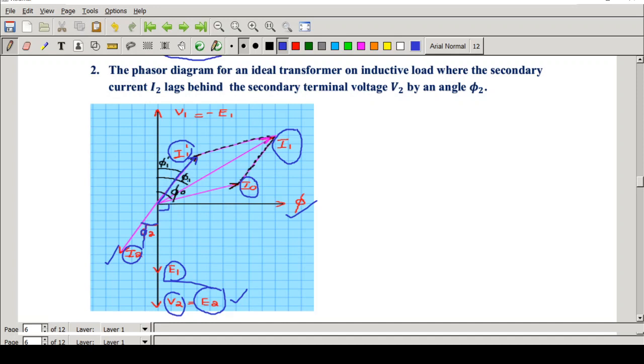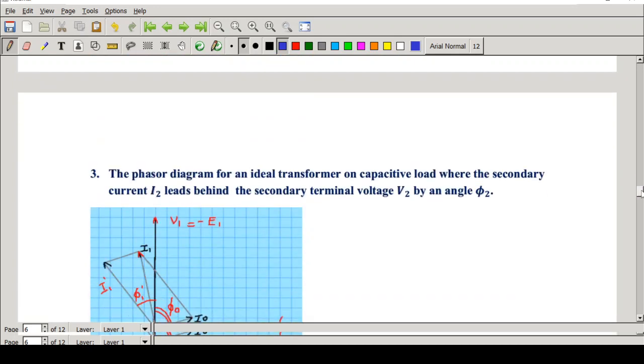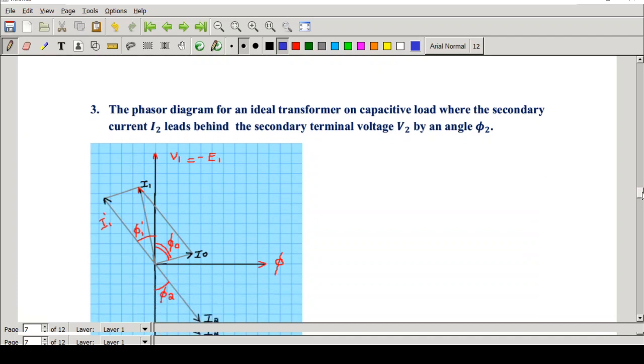And what is phi 1? This is phi 1. Phi 1 is the angle between the input current of the transformer and the input voltage. There also you can see the angle is not 90 degrees. So this is about the inductive load in the case of an ideal transformer. Now let's look at the phasor diagram of an ideal transformer on a capacitive load.